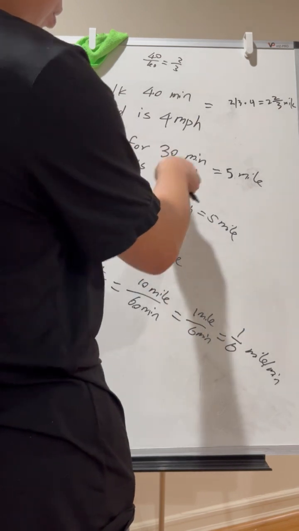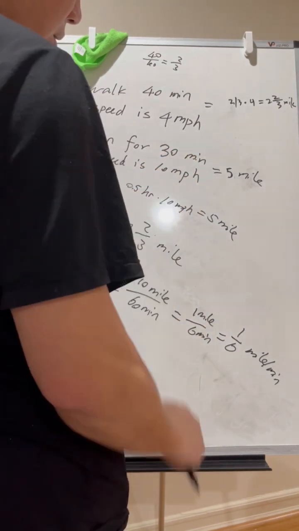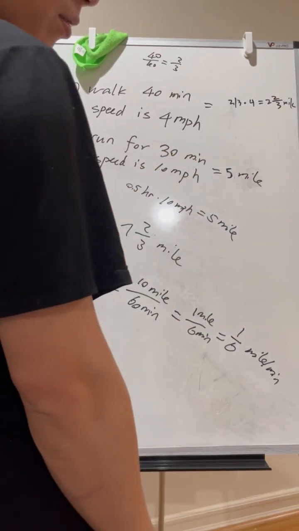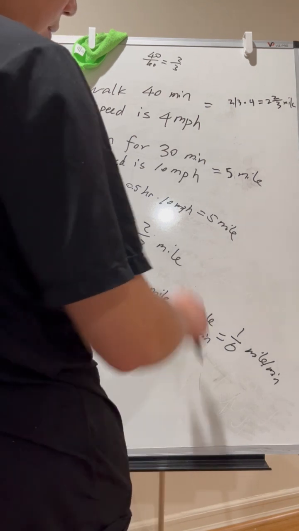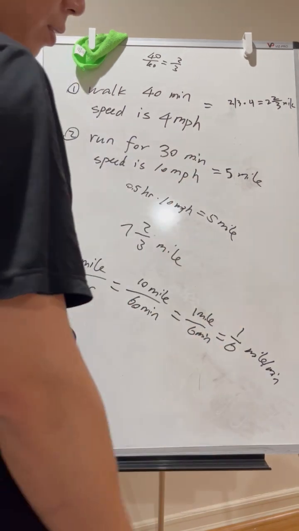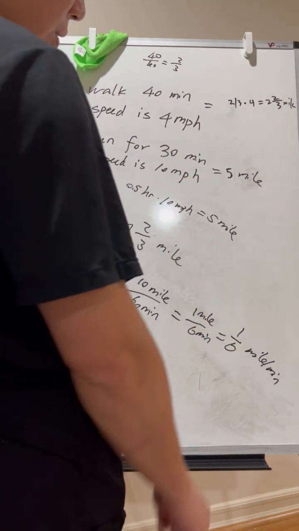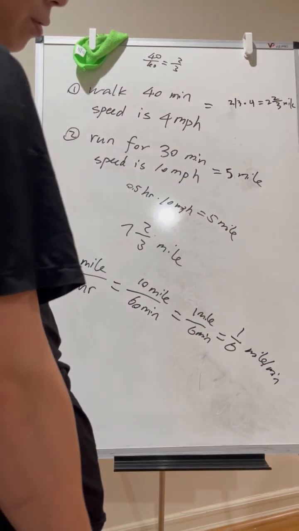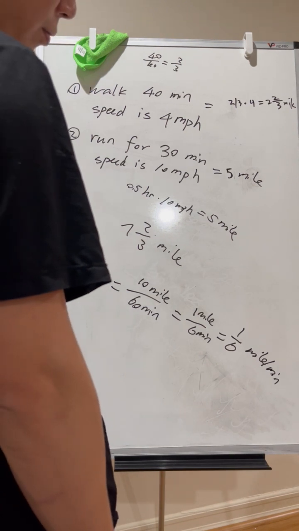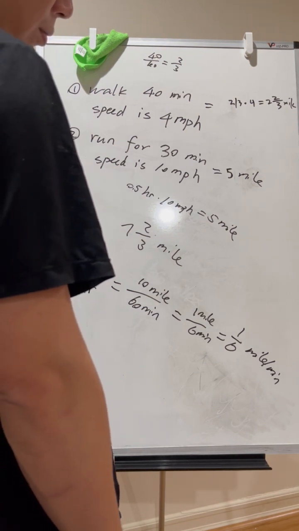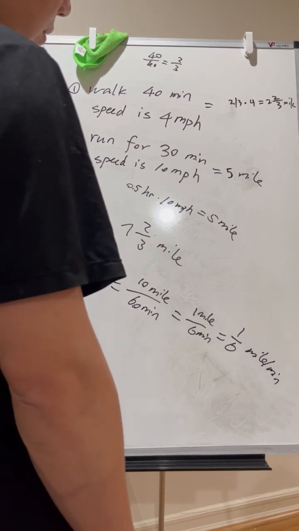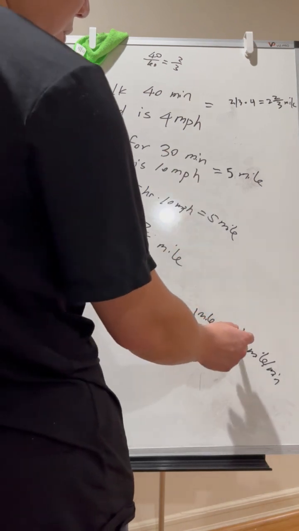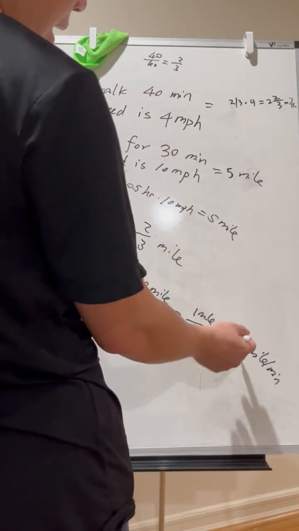Okay. So now you know in 1 minute you travel 1/6 mile. How many miles do you travel here, running? You run for 30 minutes. So your speed is this. So what do you do? 1/6 a mile a minute. Divide 30 by 6. Because if you flip it around, it is equal to 30 times this, right?